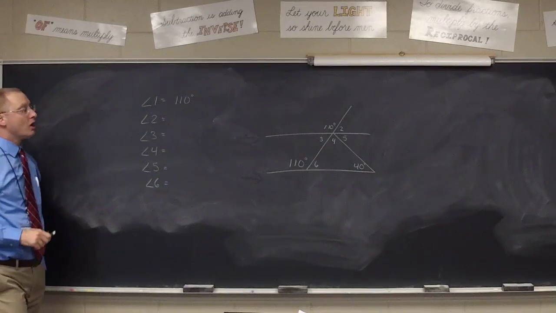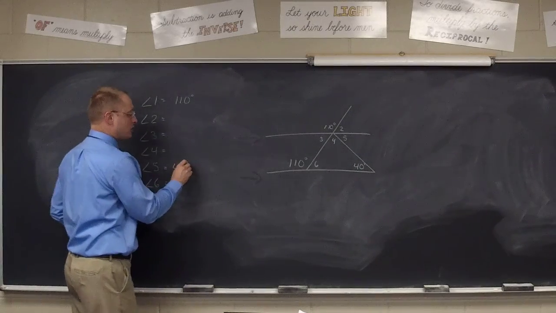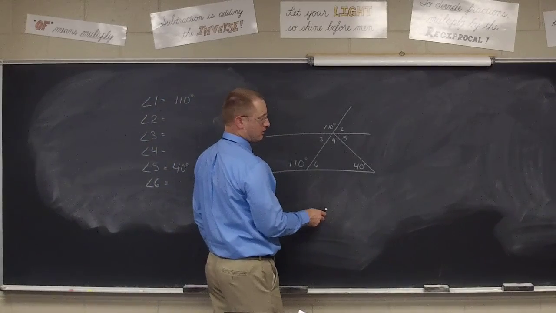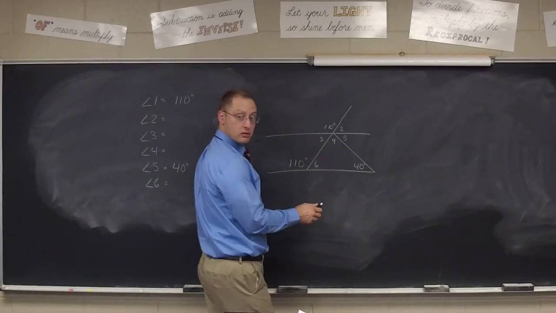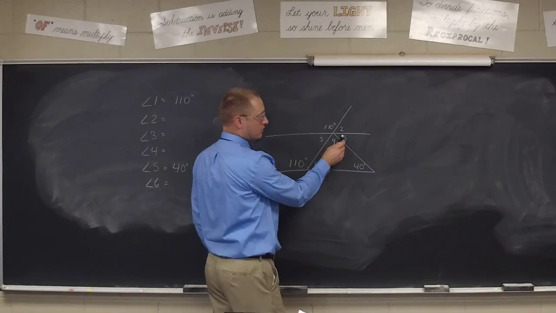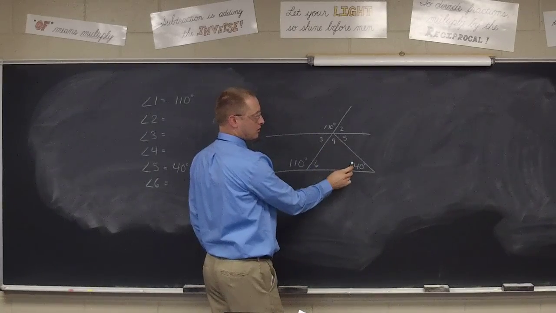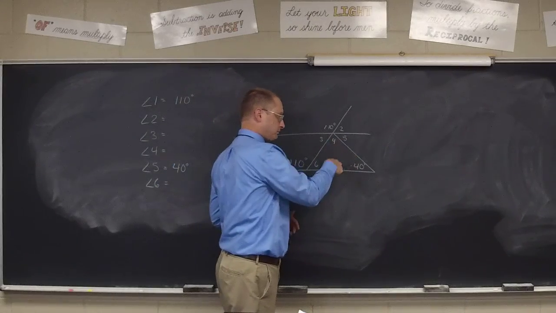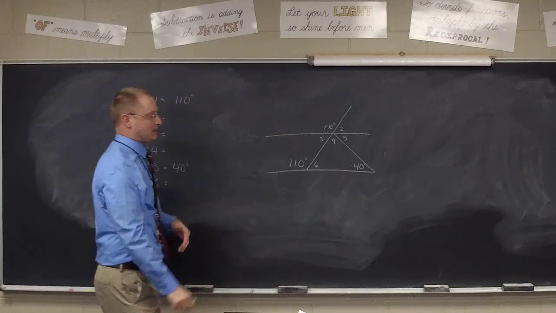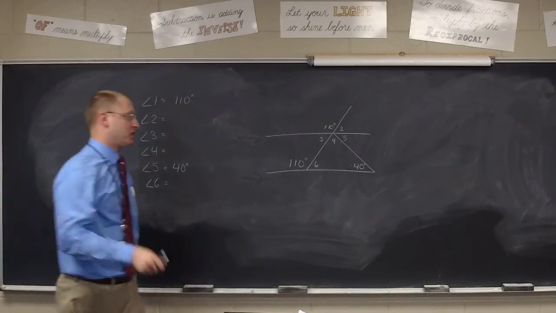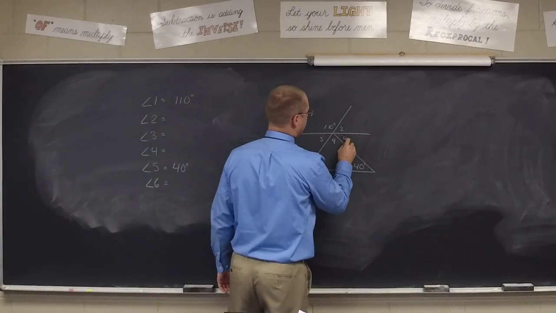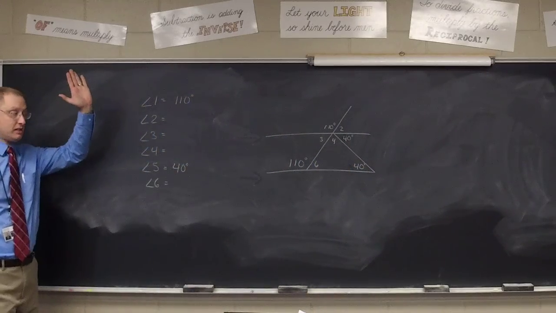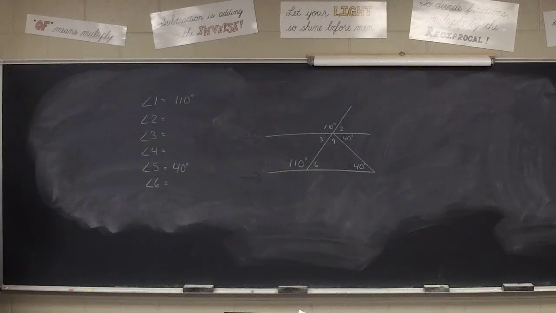All right, what's another angle that we could solve here, Lana? Well, 5 is 40. 5 is 40 degrees. All right, how did you know that 5 was 40 degrees? Because they're both between the lines, but they're on alternating sides of that transversal. Alternate interior angles, good. So angle 5 is 40 degrees. How many had 5 as 40 degrees?